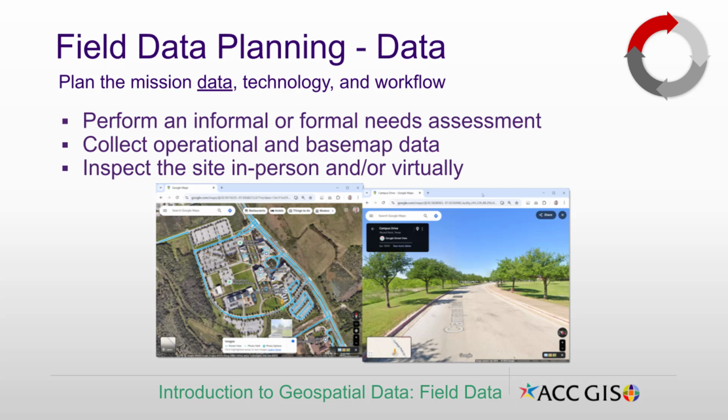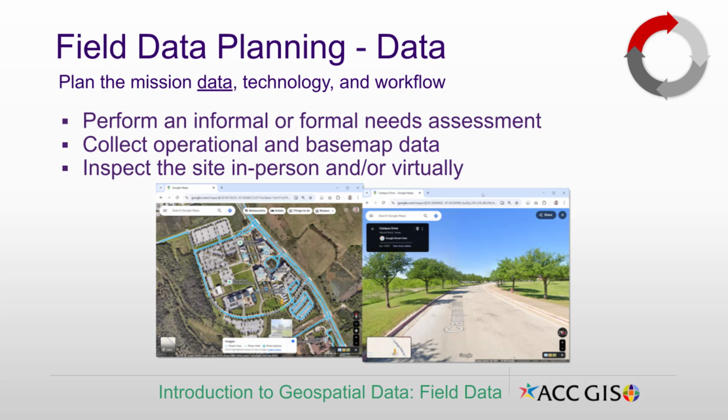Now, once you identify your needs, then you need to collect both your operational and base map data. Your operational data is the data required to support the project. So, for example, maybe zones in which you're collecting data, or maybe there's some existing locations for water meters that you're going to update. So you need those water meters. Often, in addition to the operational data, you need some base map data as well. And that might include, for example, high resolution ortho imagery that you're going to use as the base map for the project.